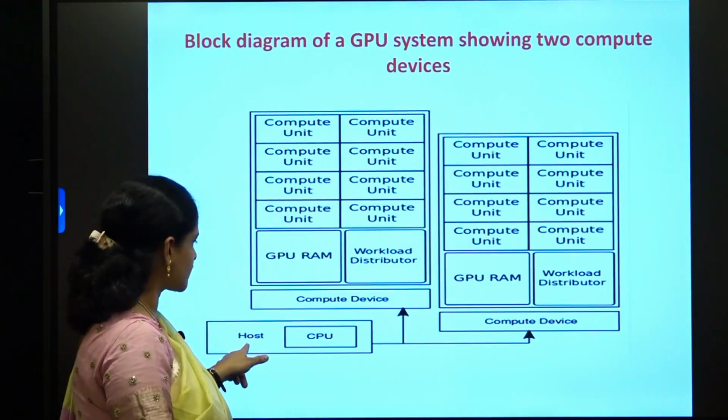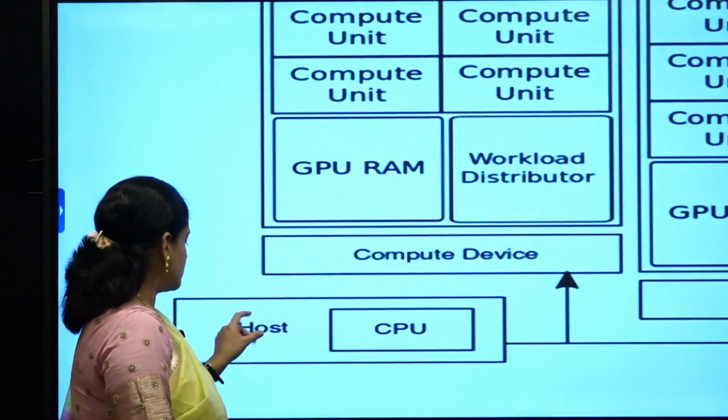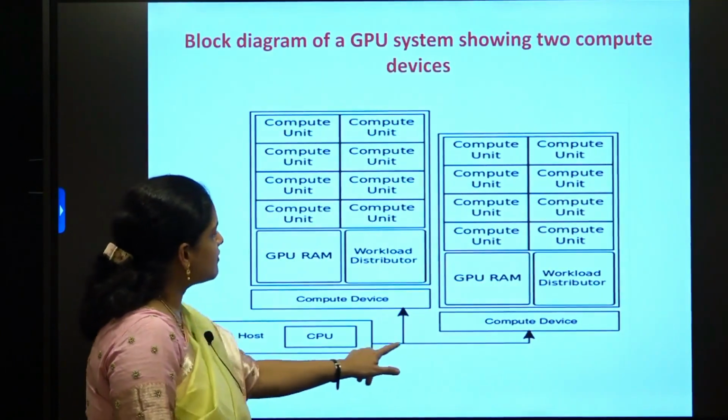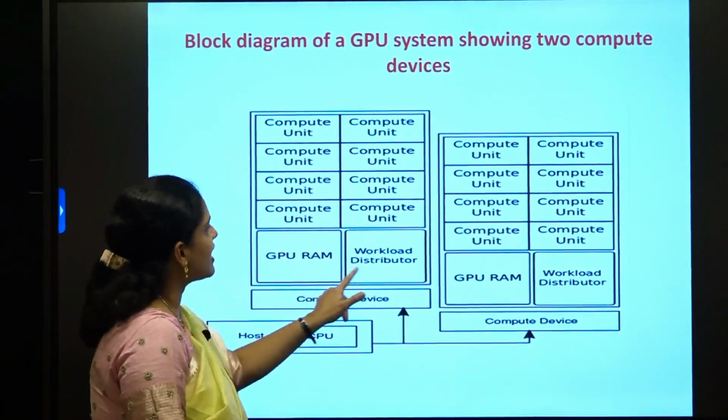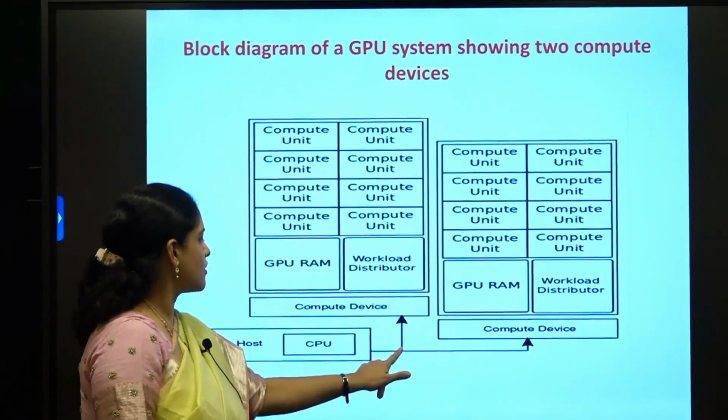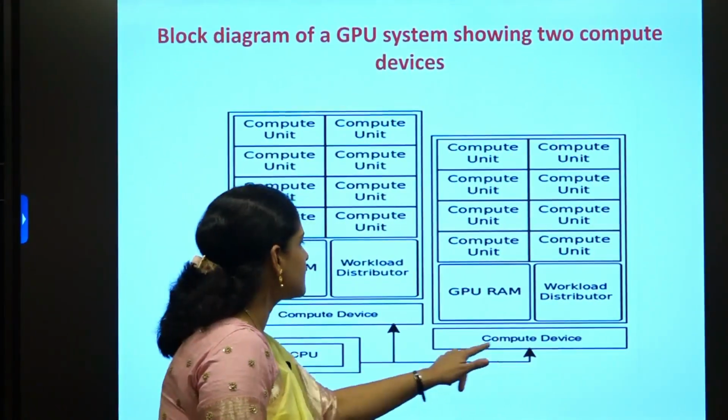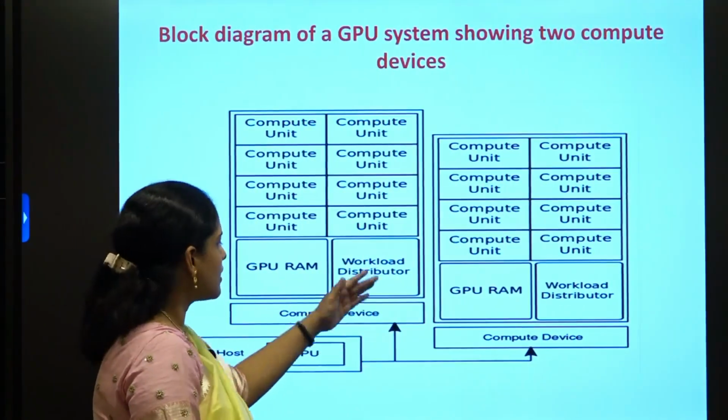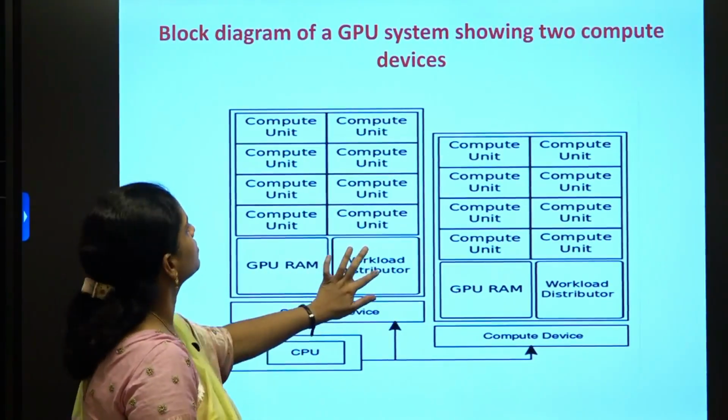And this is a host. Host is nothing but a CPU. So, the CPU will communicate with the GPUs. Here we have two GPUs. The host will communicate with the GPUs by transferring information to and from the CPU and the GPU.